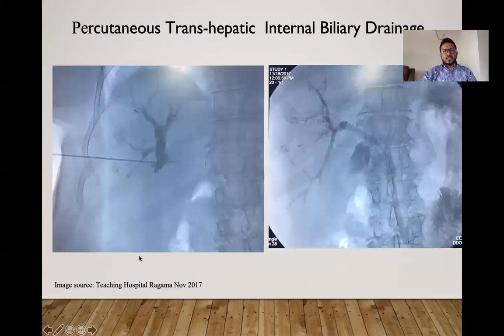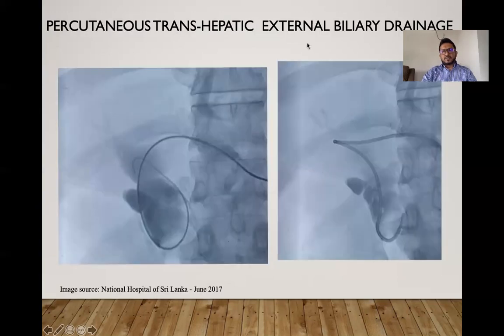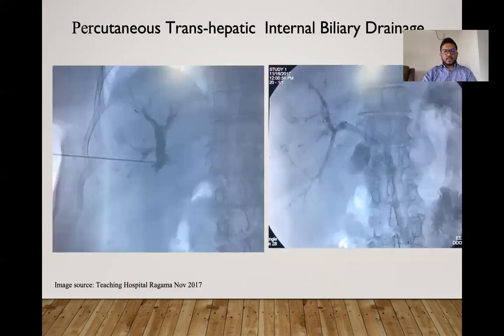It can be used as a temporary measure for external biliary drainage, just to bring down the bilirubin and settle the patient. Then you can later go and do the stenting. So this is internal biliary drainage through access of the right hepatic duct for a distal CBD obstruction.